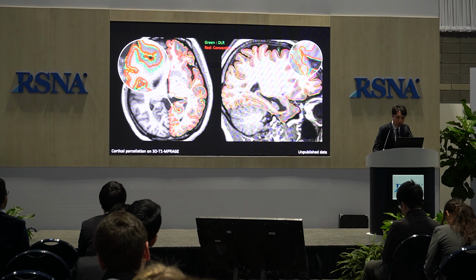This is a common artifact that looks like a stenosis in the right petrous ICA. The artifact is gone after Swift MR reconstruction.